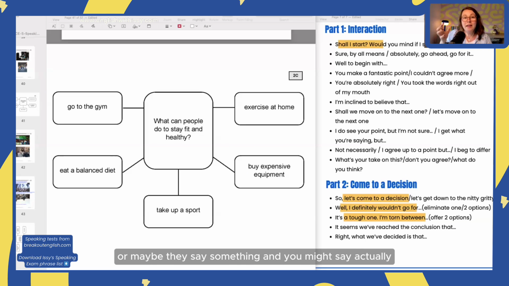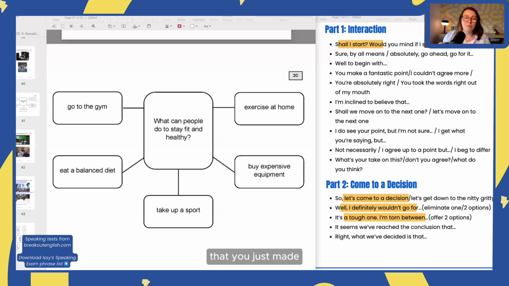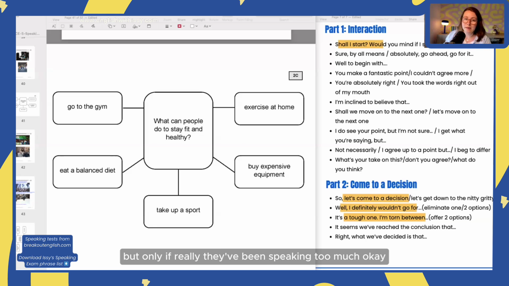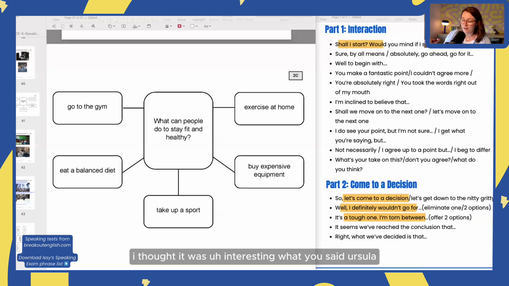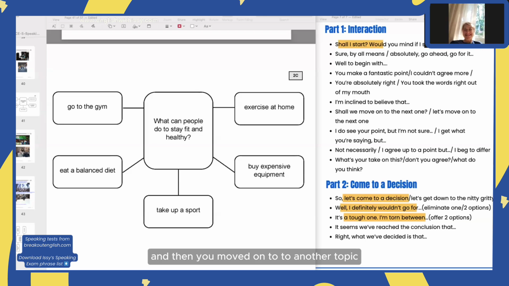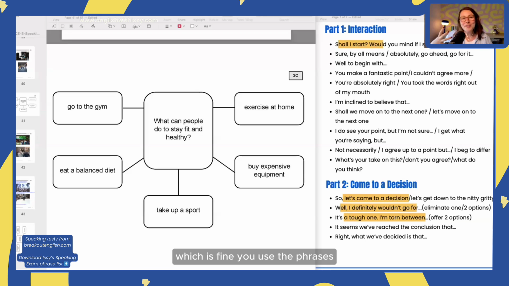Or maybe they say something and you might say, actually, I'd like to say something about the point that you just made, but only if really they've been speaking too much. Okay? I thought it was interesting what you said, Ursula. It sounded a bit passive aggressive when you said, you make an excellent point, I agree with you. And then you moved on to another topic, which is fine. You use the phrases, which obviously I encourage you guys to do.